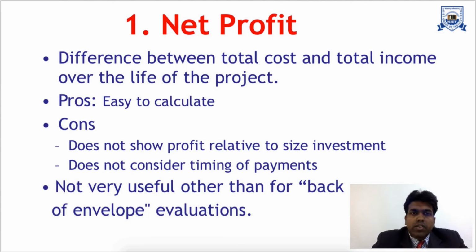So what is basically net profit? It is the difference between the total cost involved in your project and the total income over the life of the project. Whatever income or benefits you are getting, and whatever total cost is involved in the project, it is basically the difference of these two.